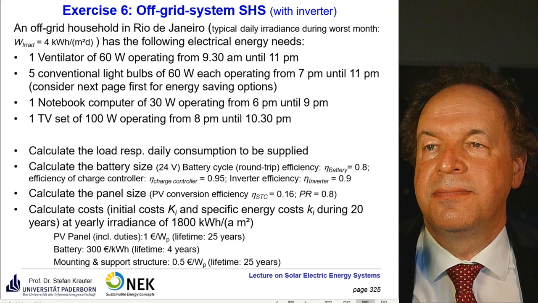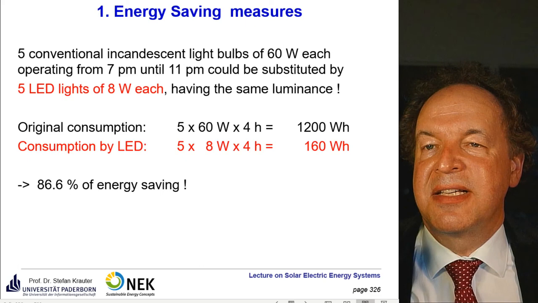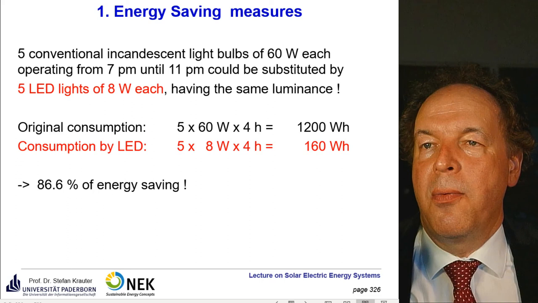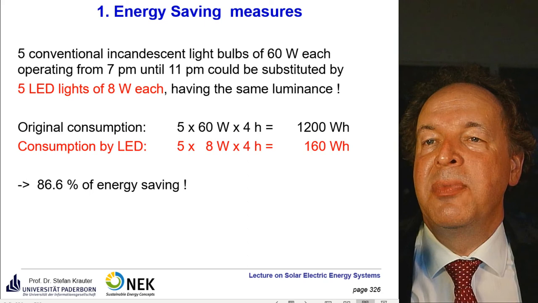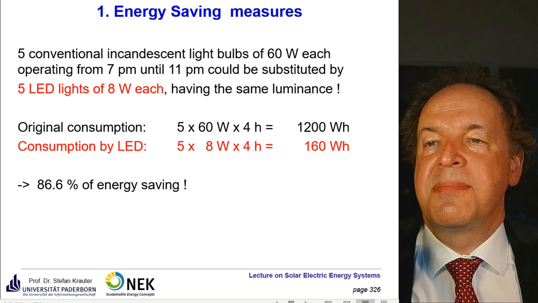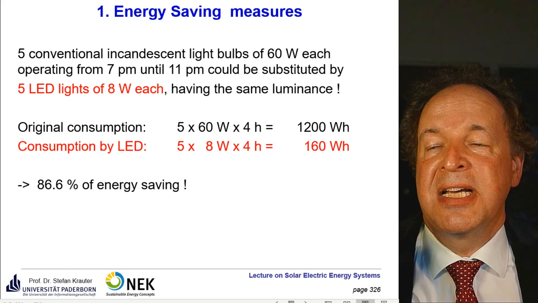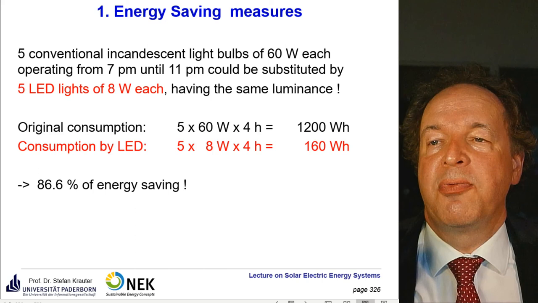As I mentioned before, we just have to take a look at the existing load structure, and we see that we have light bulbs of 60 watts each, which is completely outdated. If we substitute them by LED bulbs of 8 watts each, which have at least the same illuminance, we consume per day 5 times 8 watts times 4 hours, 160 watt hours. With the incandescent light bulbs, it would be 5 times 60 watts times 4 hours, 1,200 watt hours. So that means 86.6% of energy saving.